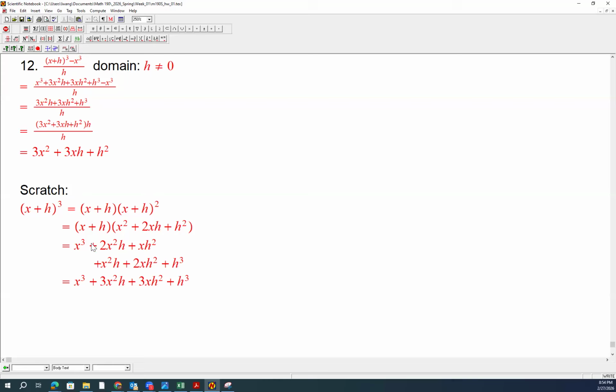Combining like terms, we got 3 of these: 3 times x squared h plus 3 times x h squared, and h to the power 3. So take all of that, replace x plus h to the power 3, and x raised to the power 3 and x raised to the power 3 will reduce to 0. We are left with something in the middle. Factor out the h, reduce h, so we end up with 3x squared plus 3xh plus h squared.